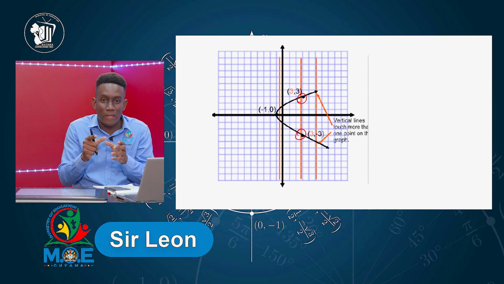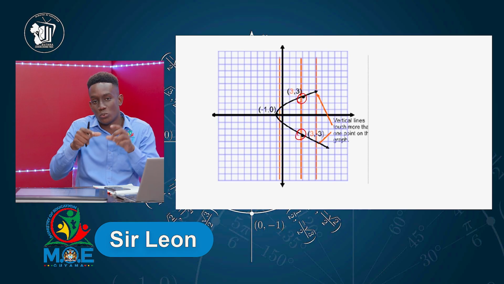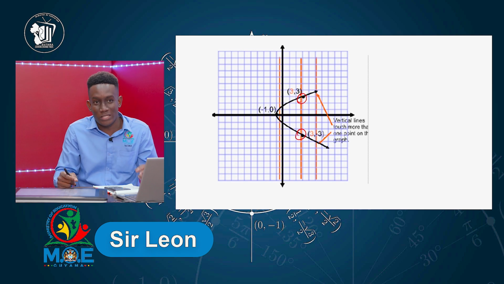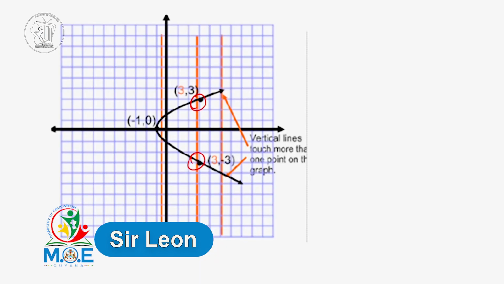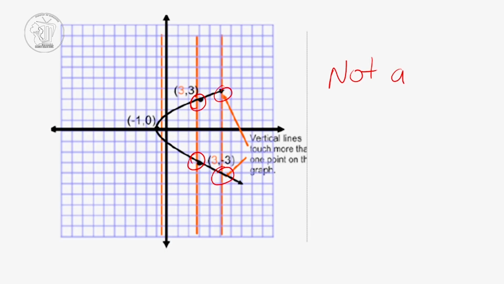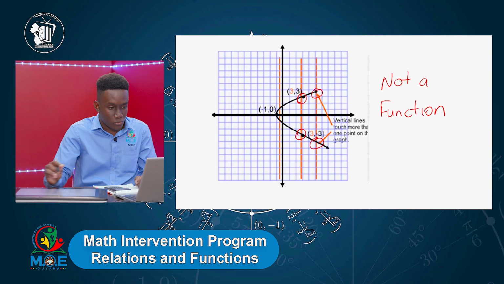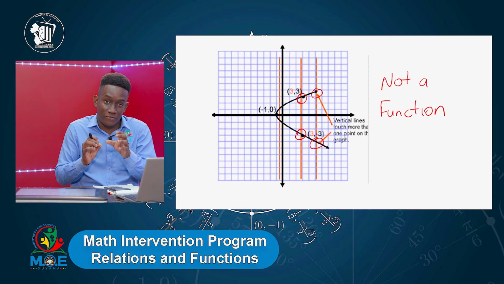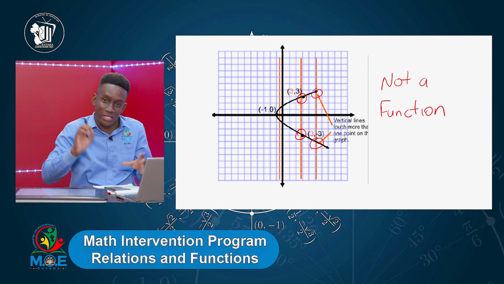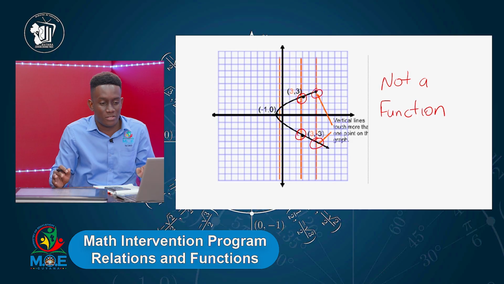So as long as one vertical line passes through more than 1 point on the graph, then it is not a function. We don't need to test anymore, but as you can see, if we test another part, we see it passes through here and here as well. So this diagram here is not a function. As long as we do the vertical line test, we draw lines throughout the graph, and if the vertical lines pass through more than 1 point, then it is not a function. You can take your ruler to do this test on any graph.